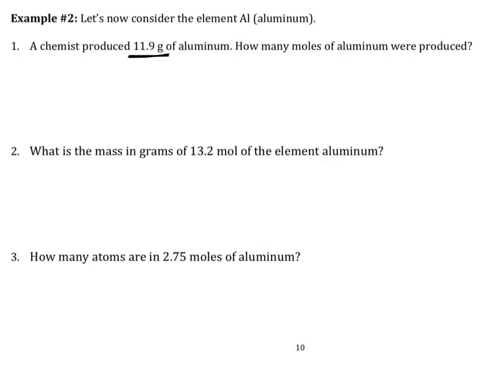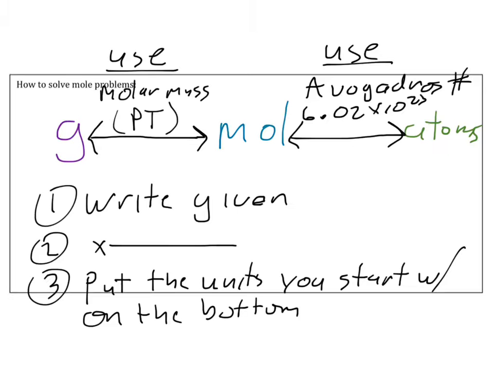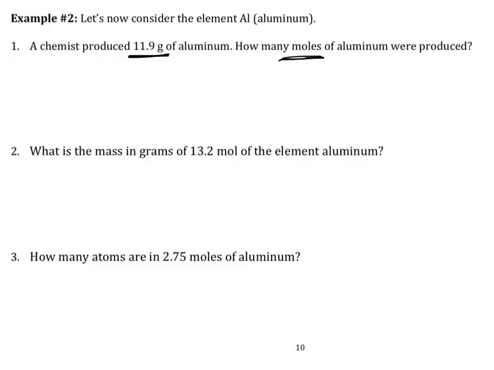We're given grams, and it's asking for moles. So if we consider this flowchart here, we're given grams, and it's asking for moles, so we can totally go between grams and moles. Let's go ahead and do this. Step 1 is to write what's given to you. Well, we're given 11.9 grams, and it's grams of aluminum. So we can write grams of aluminum here.